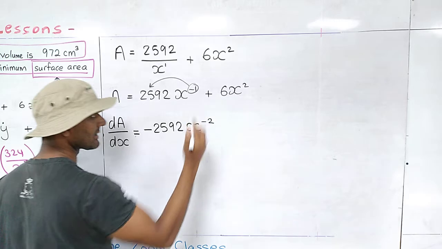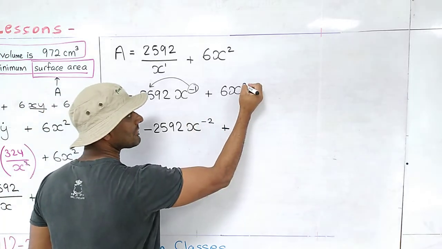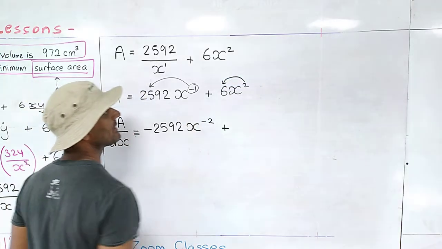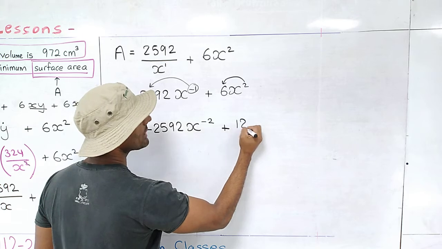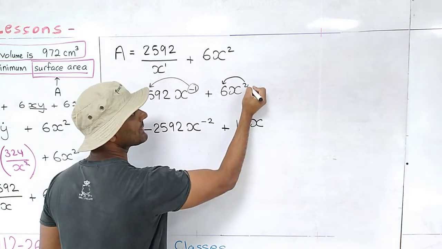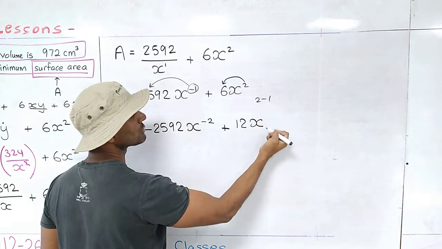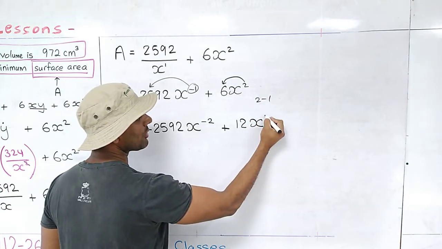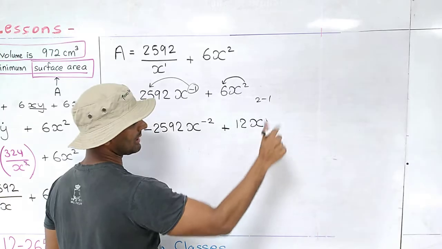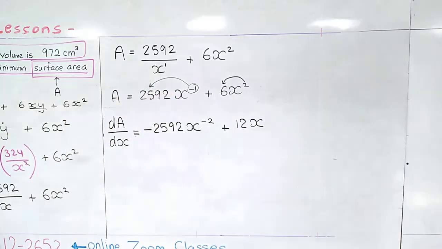Don't fall for that trick. You have a 2 here, throw the 2 in front, you will get 12x. You have to throw the 2 in front and minus 1 from the power. So 2 minus 1 is 1. And of course, nobody bothers to put to the power 1. So that is what you end up with.